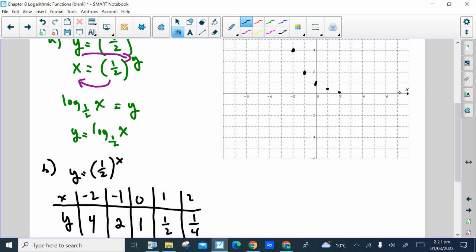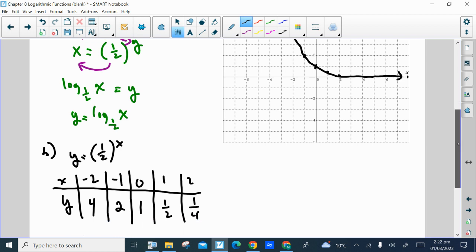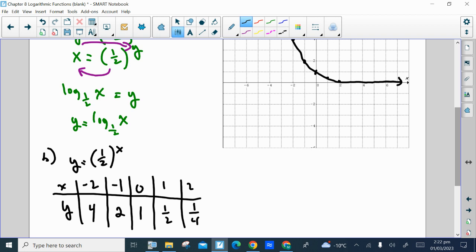This is the graph of the original function, the exponential function. The x-axis is an asymptote. But we want to graph the logarithmic function. If we want to graph y equals log base a half of x, how do we do that, MJ? Flip the x and y values around.